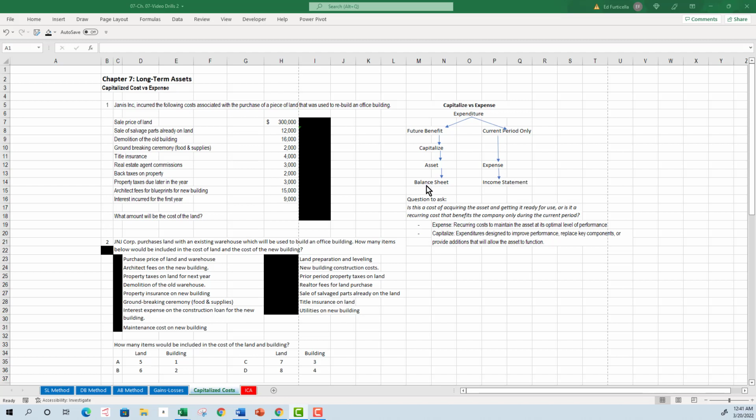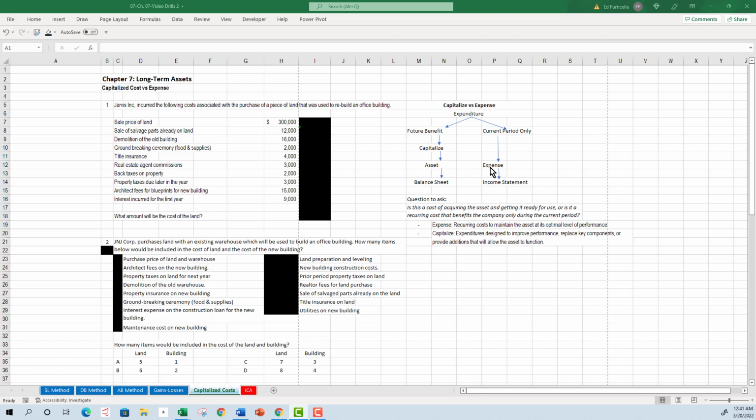If the expenditure only benefits the current period, then we expense it, and that expense shows up on the income statement. So the key here is to be able to determine when you capitalize something and treat it as an asset, or when you expense it.